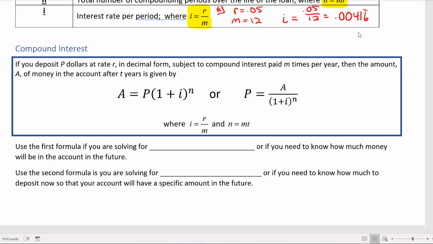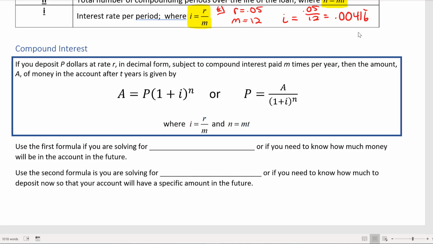So next we're going to go through the formulas. If you deposit P dollars at a rate of R, in decimal form, subject to compound interest paid m times a year, then the amount A, which is our future value, of money at the end of the account after t years is given by this formula. A equals P, parentheses 1 plus I to the n. Notice that's kind of similar to our simple interest formula. I has been replaced and the n exponent has been added, but it wasn't before because we were doing it compoundingly.